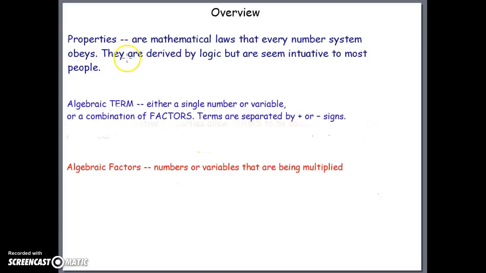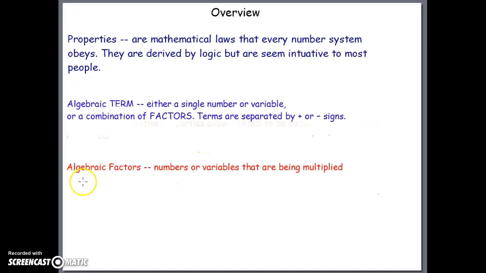So, properties. Properties are mathematical laws that every number system obeys. The commutative property is one of the mathematical laws that our real number system employs. These properties are derived by logic, but they're very intuitive to us. They're very simple. They're common sense. So sometimes they're very easy to get confused.